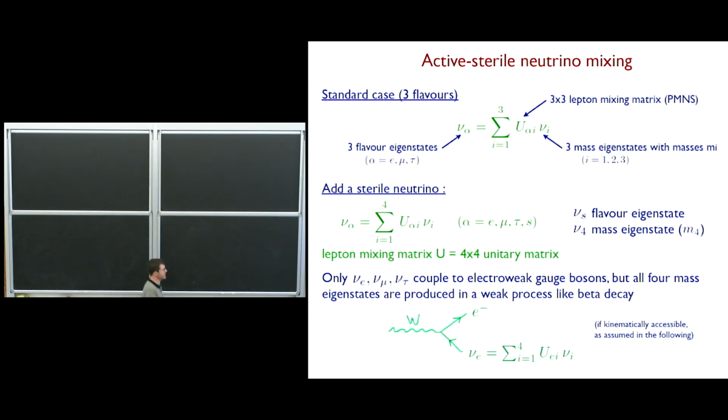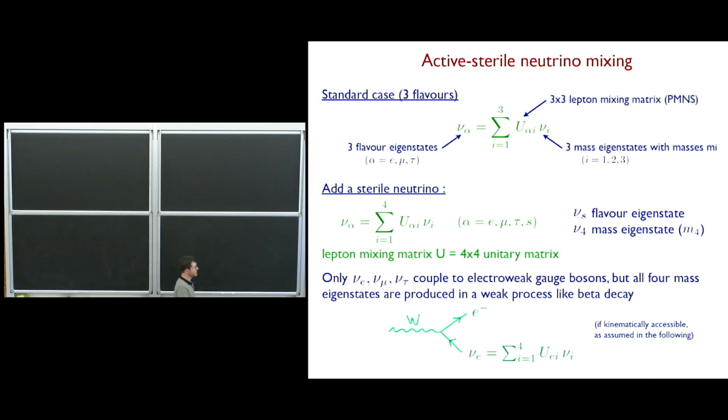Now, if we add a sterile neutrino, we have 4 mass eigenstates. Let me call nu_4 the fourth one, and its mass m_4. We also have now the sterile flavor eigenstate, the one that doesn't couple to the Z and W bosons, that I will call nu_s. And we again have a PMNS matrix with this relation that is now a 4 times 4 unitary matrix. So we sum over 4 mass eigenstates, and alpha can take also the sterile value s.